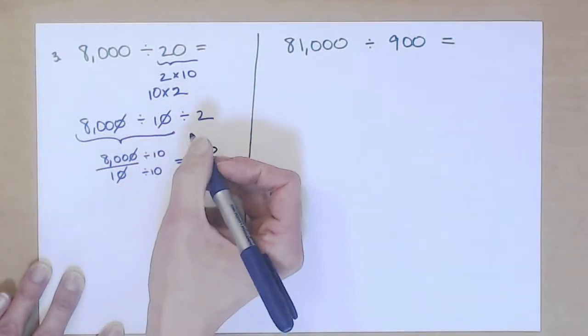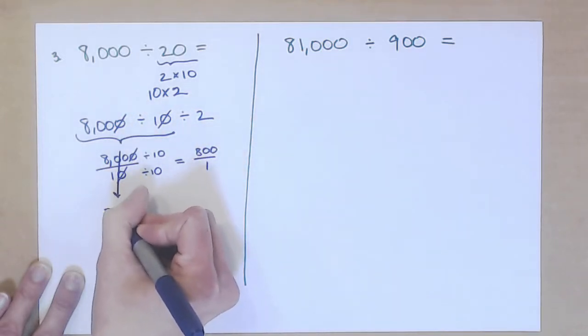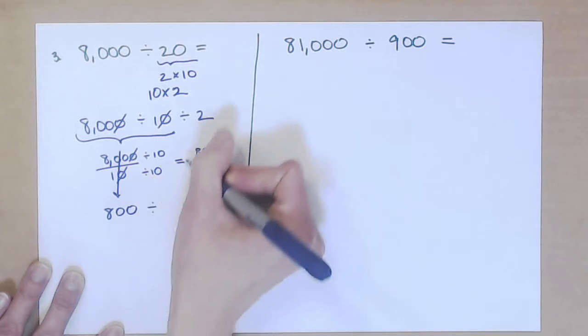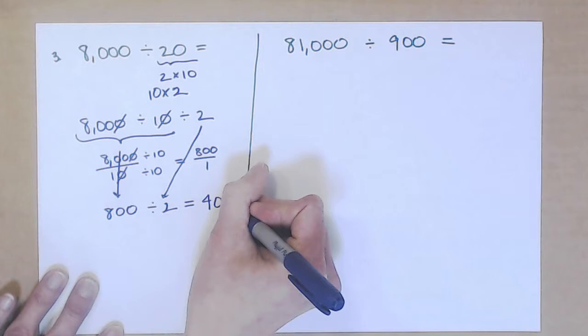So then I end up with this part here is 800, and then I need to divide that by 2 still. And that, I hope you know, is 400.